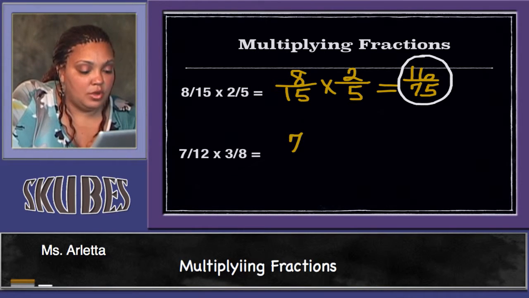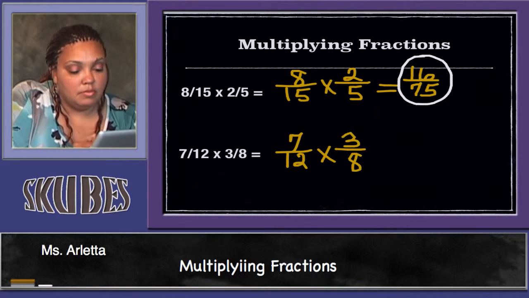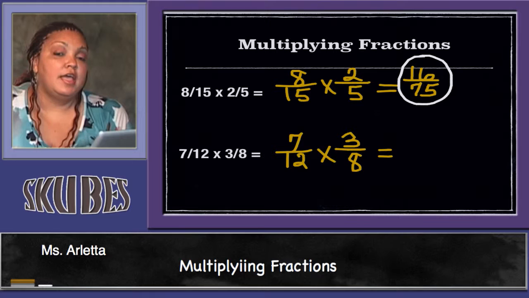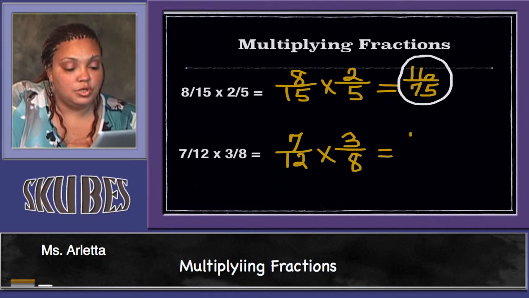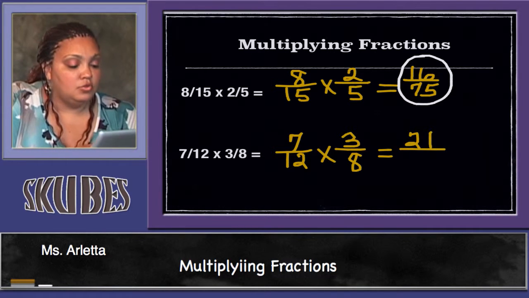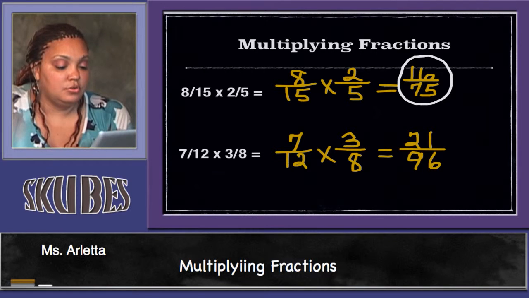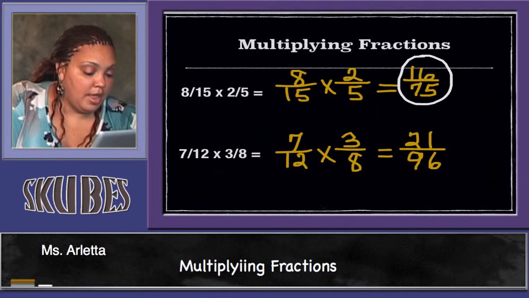Now we have 7/12 times 3/8. Our steps are multiply the numerators, then multiply your denominators, and check to see if the fraction needs to be simplified. 7 times 3 is 21. 12 times 8 is 96. 21 and 96, is there a common factor between the two? Looks like it is. So the common factor is 3, which means we need to divide by 3, our numerator and our denominator.